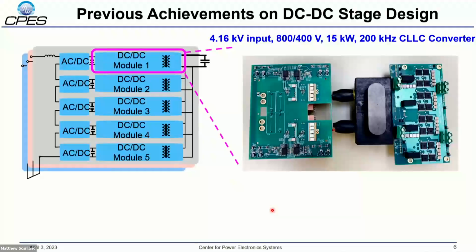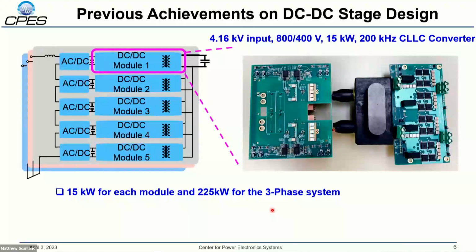This page shows some previous achievements on the DC-DC stage design from our previous exercise. Take this 4.16 kilovolts input as an example. The design is based on 800 to 400 volts, and the power level is 15 kilowatts on the resonant converter. If we design this for 15 kilowatts per module, we can achieve around 225 kilowatts for the 3-phase system, and it's a scalable system, so we can easily enlarge the power level by paralleling multiple modules.